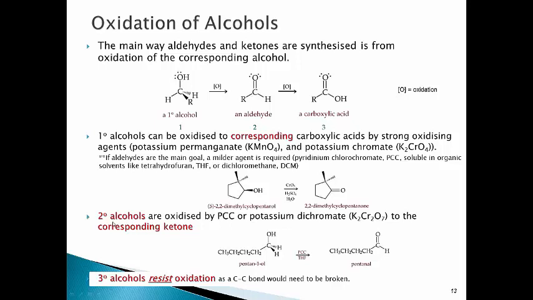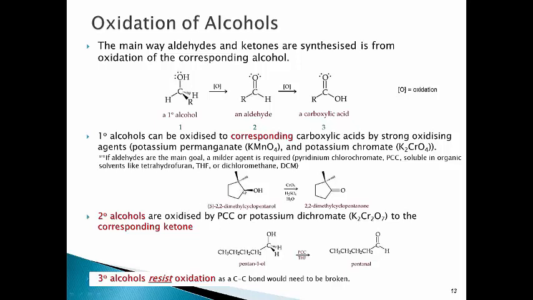Okay, so secondary alcohols are oxidized by pyridinium chlorochromate, so PCC, or potassium dichromate to the corresponding ketone. Okay, so you can use a mild or a strong oxidizing agent when you have the secondary alcohols, because the most that it can do is go to a ketone. It can't go to a carboxylic acid.